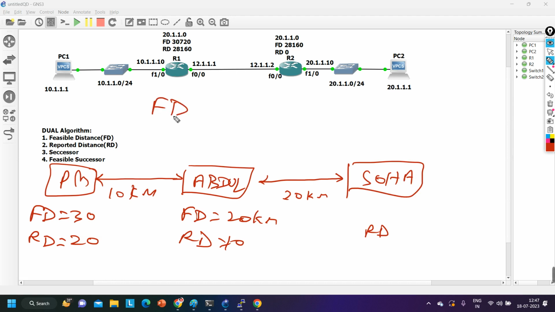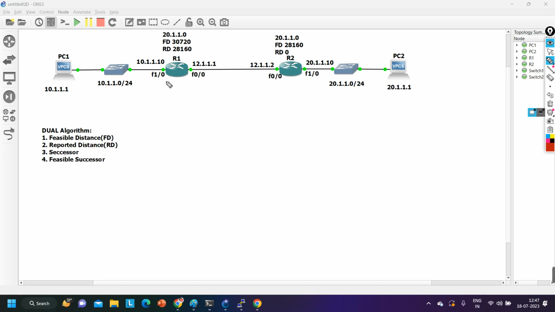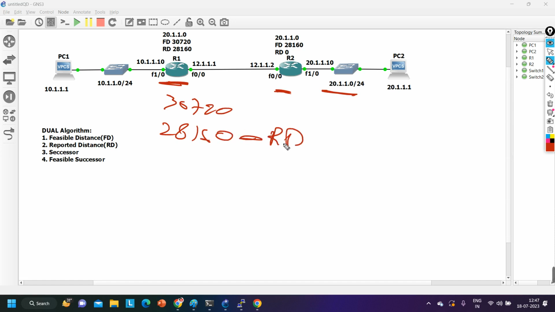There is some difference between FD and RD. FD is feasible distance, and feasible distance is nothing but total distance from source to destination. RD is reported distance, total distance from my neighbor to destination. Total distance from router 1 to this network is 32720, and total distance from router 2 to this network is 28160. So this will become RD and this will become FD.